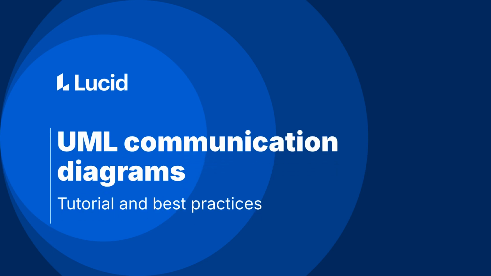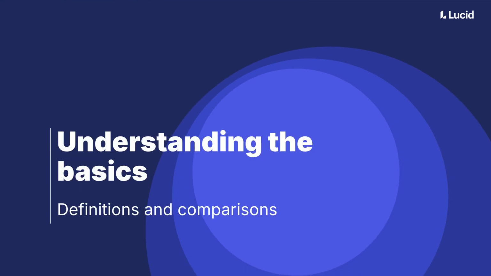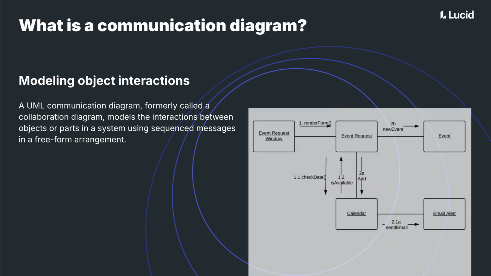UML communication diagrams are powerful tools for visualizing how objects in your system interact. Today we'll explore what they are and show you how to build your own in Lucidchart. Before we dive into the canvas, let's define our terms and see how these diagrams differ from other UML models you might already be using.